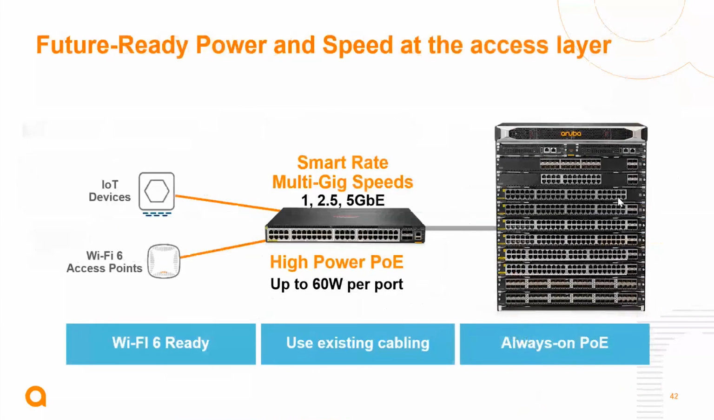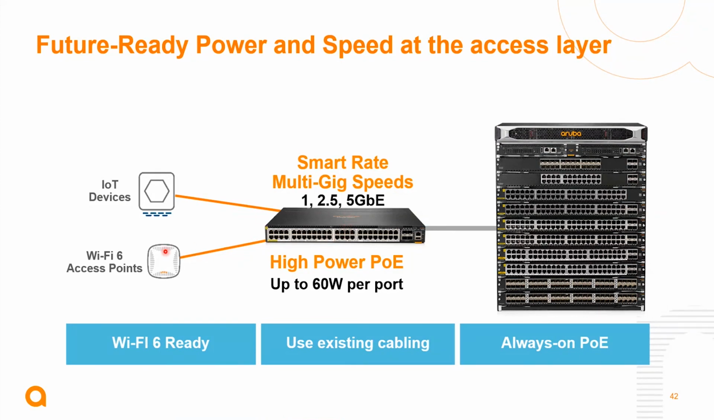Okay, so it's also a future-ready power at the speed of an access layer. For example, if you want to reuse your network cables, you can take advantage of multi-gig speeds. You can also have 60 watts per port, because nowadays there are a lot of devices consuming more power. Cameras, for example, can consume up to 61 watts per port because of functions like pan, tilt, zoom.